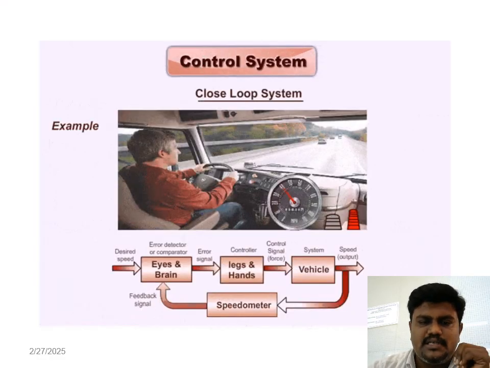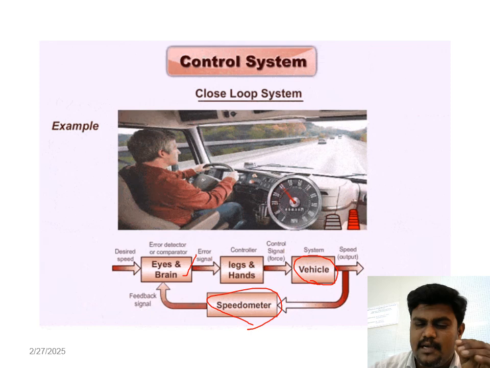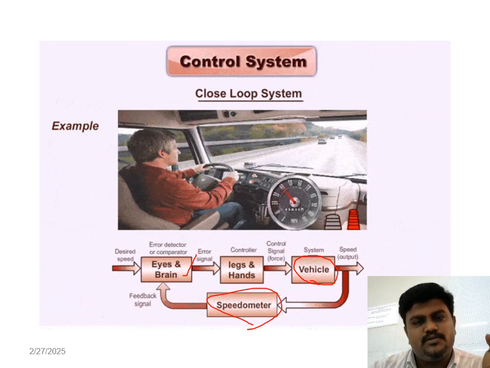You could compare it to a human being: your eyes and brain are your comparison elements, which can sense the distance of the vehicle running in front of you, and your legs and hands are your control elements. The vehicle is actually the processing element, and the speedometer is the sensor which senses and gives us the feedback. Now, if you are getting closer to the car in front of you, you have to reduce your speed, or you can take the right lane so you can go fast as well. So this is how it works.